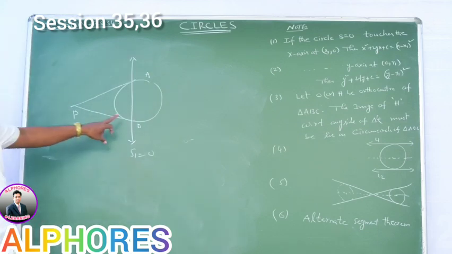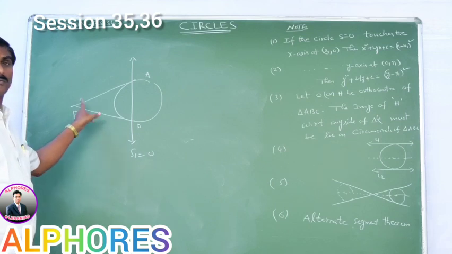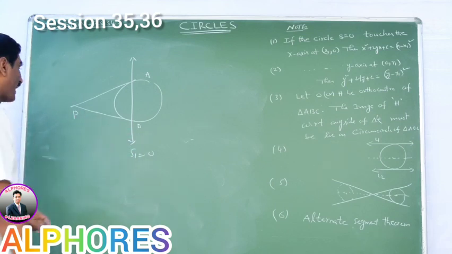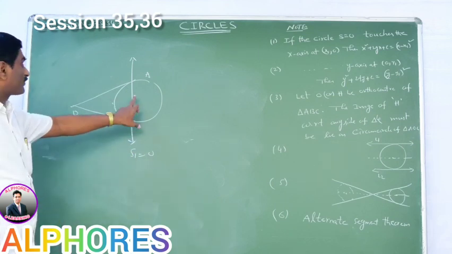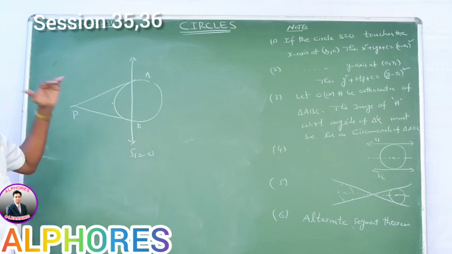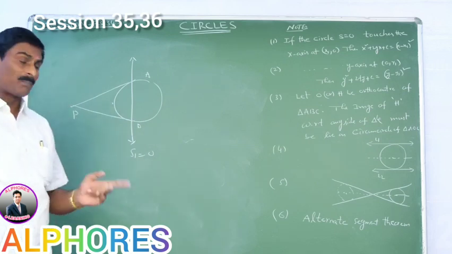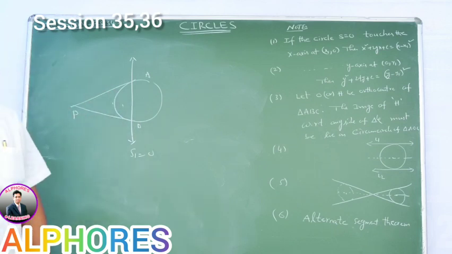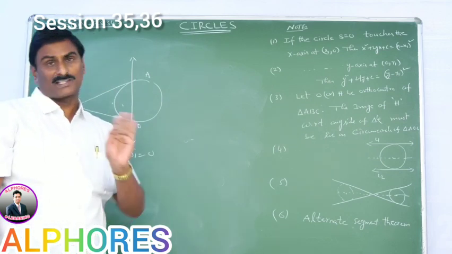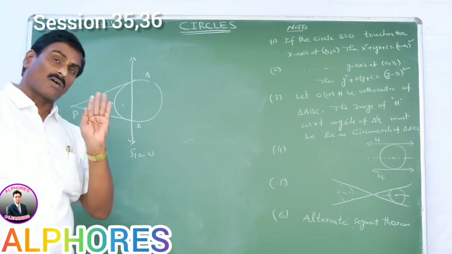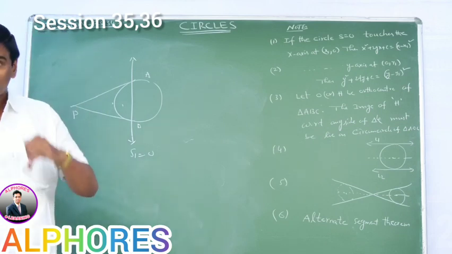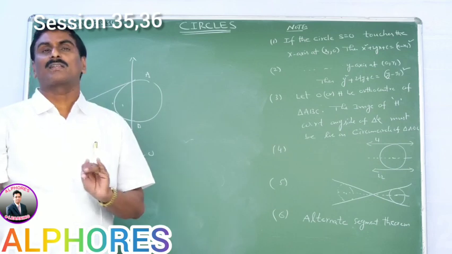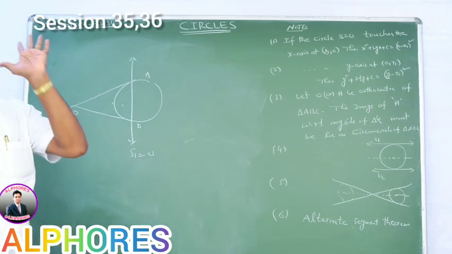If the point P lies exterior to the circle, the chord of contact exists. If the point P lies on the circle, the chord of contact coincides with the tangent. In this case also the chord of contact exists. If the point lies inside the circle, then the chord of contact does not exist. Very, very important point. P lies outside, the chord of contact exists. P lies on the circle, the chord of contact coincides with the tangent. If P lies inside the circle, the chord of contact does not exist.